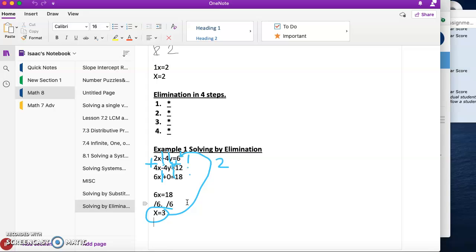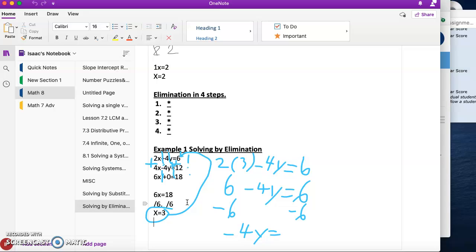So I'll say 2 times 3 plus 4y equals 6. I know that 2 times 3 becomes 6, so I've got 6 plus 4y equals 6. I can subtract 6 from both sides. I'll get positive 4y equals 6 minus 6 is 0.